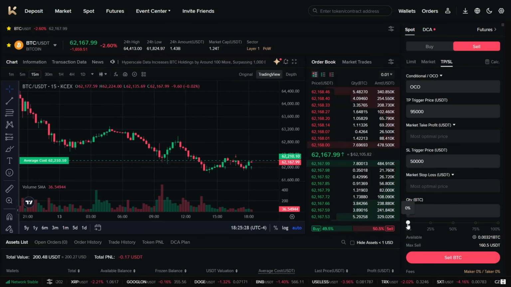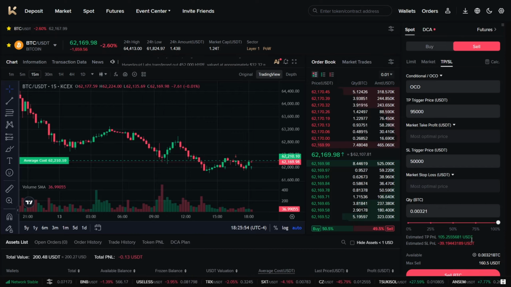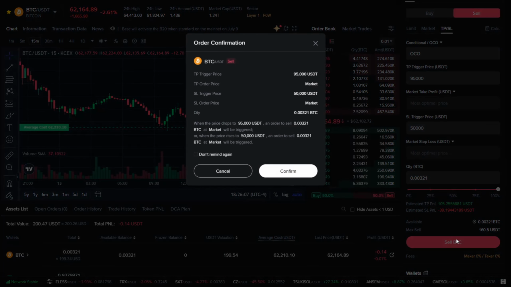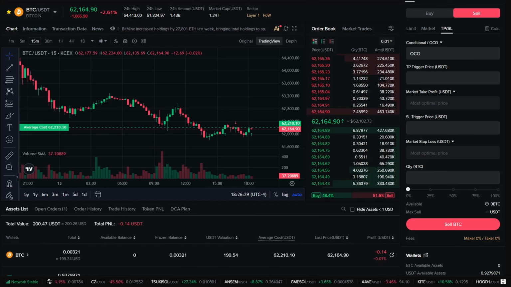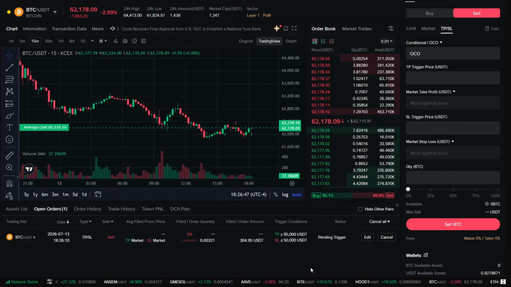Lastly, under quantity, we want to have this order sell our full position. And we can see under estimated TP/P&L and estimated SL/P&L, this would be our profit and our losses based on our position exits. We are going to click Sell BTC and confirm. Now on the bottom, beside asset lists, if we click on Open Orders, we can now see our take profit and stop loss order. Again, this order will not execute unless Bitcoin would hit 95,000 or 50,000.